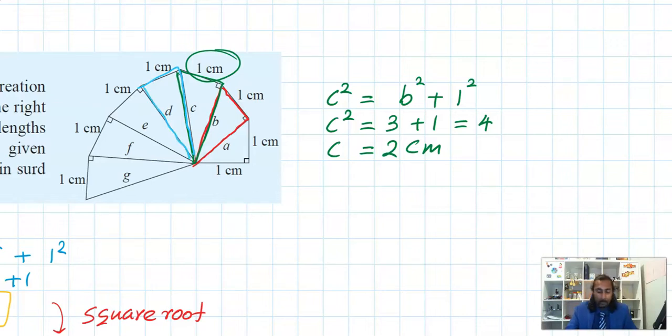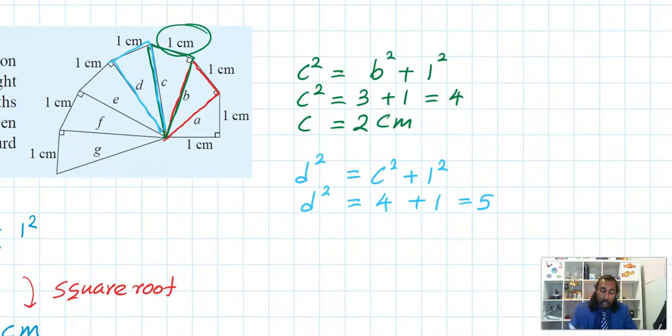The triangle there. The D is the diagonal, therefore D squared, and then the sides are C and 1, therefore C squared plus 1 squared is equal to 2 squared, again 4 here, and then 1. Answer is 5. D squared is equal to 5, therefore when you take the square root, D becomes square root of 5 centimeters. Please make sure you write down the units. That's very, very, very important.